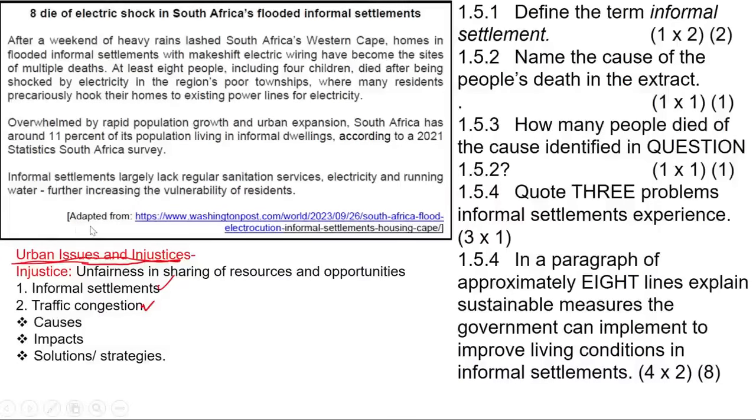And then name the cause of the people's death. Okay, this one, I'm not going to go through this one. How many people? I'm not going through this one.